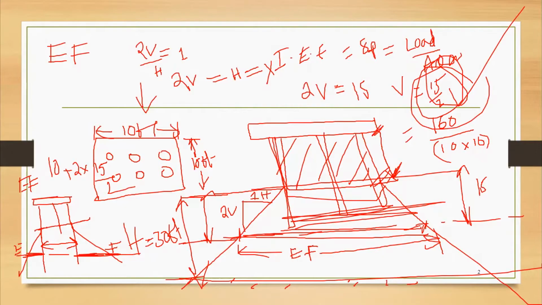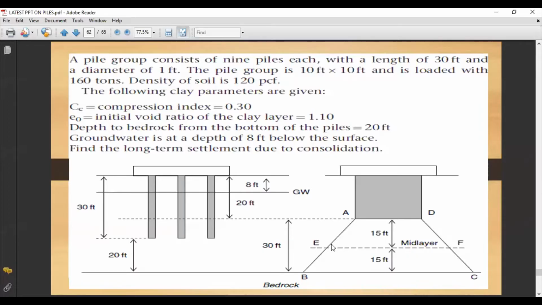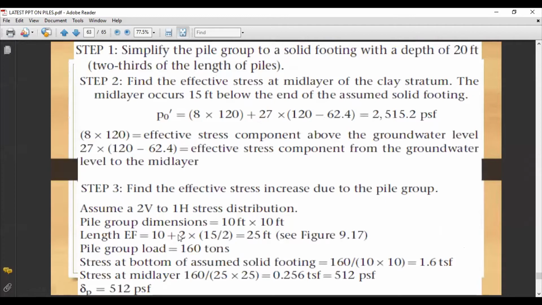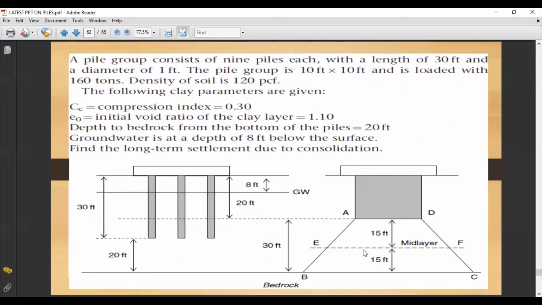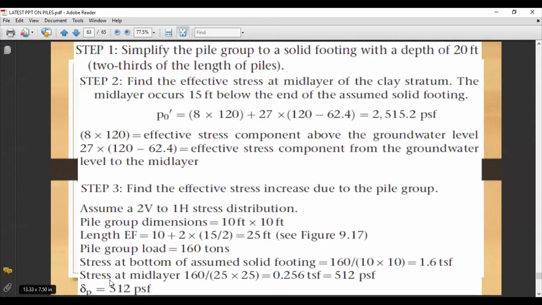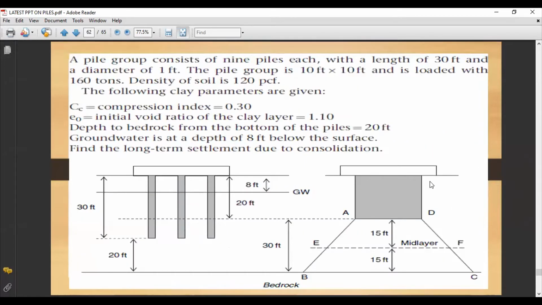Once I know this dimension EF, what is the EF dimension here? Length EF is equal to 10 plus 2 times 15 divided by 2, which is equal to 25 feet. Once I know this dimension, what is the stress at mid-layer depth? Same: load by area. Load is 160 divided by area, if you consider both sides, 25 by 25. What is this 25 by 25? This one. You need to make an assumption in such a way that you visualize it.